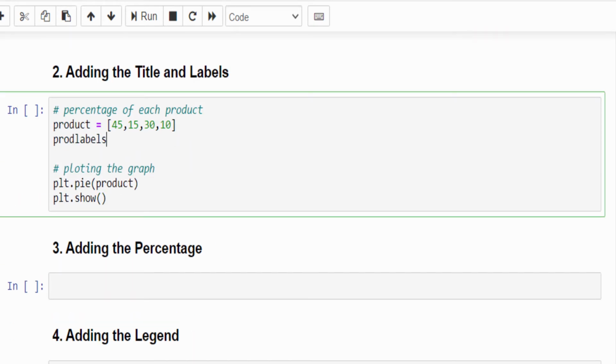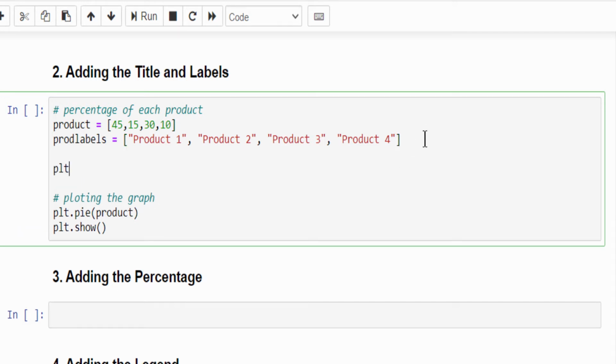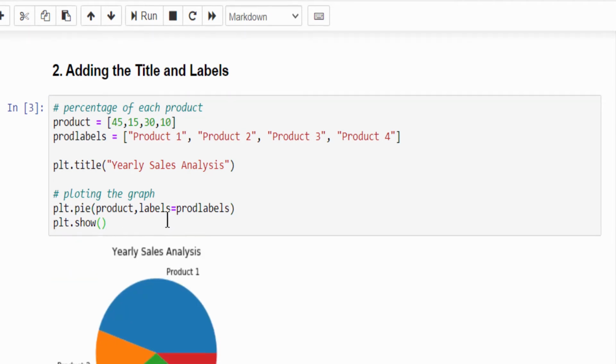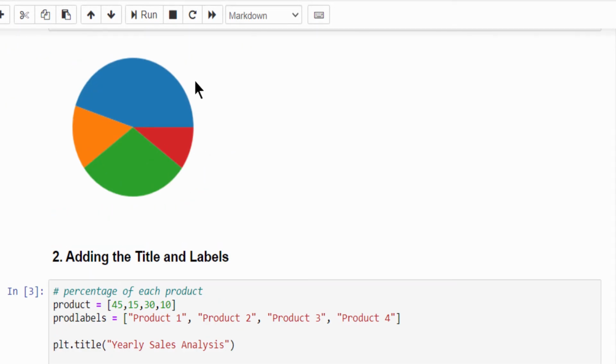Product labels equal to, again we have to give it in a list, all the 4: product 1, product 2, product 3, product 4. Then I have to mention the title, plt.title, yearly sales analysis. Now initially we mentioned only product as an argument. Now one more parameter, product labels. For that you have to mention labels equal to product labels. Let me execute. See, it is much better than before.